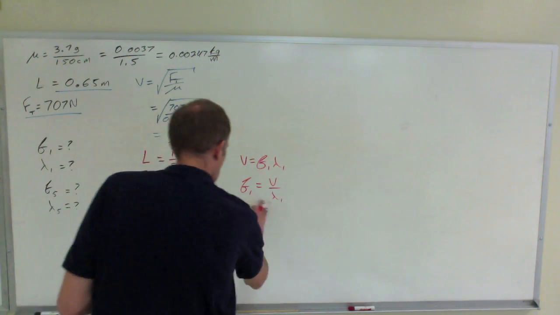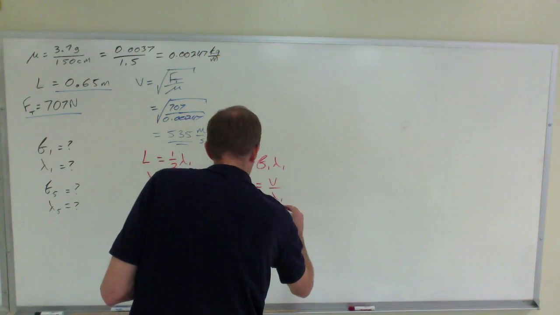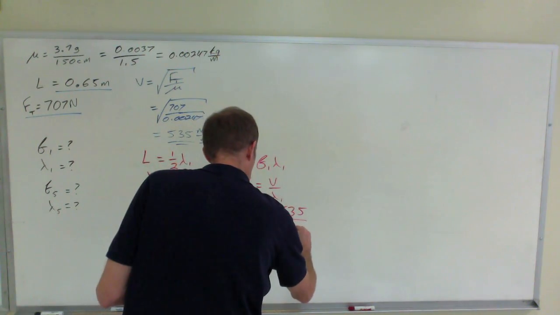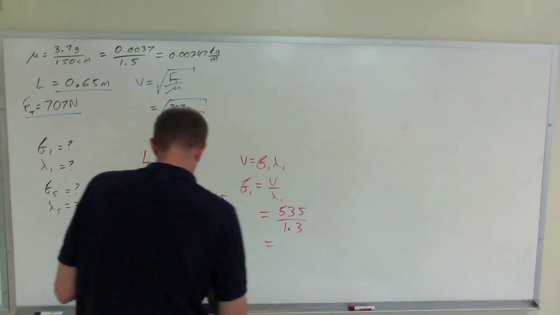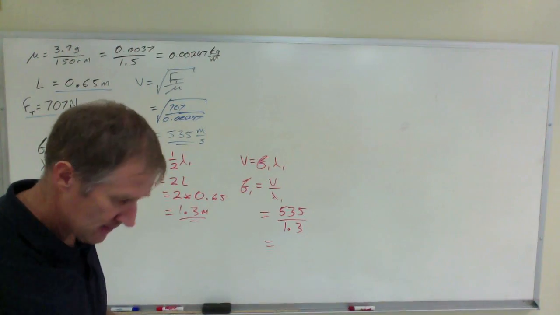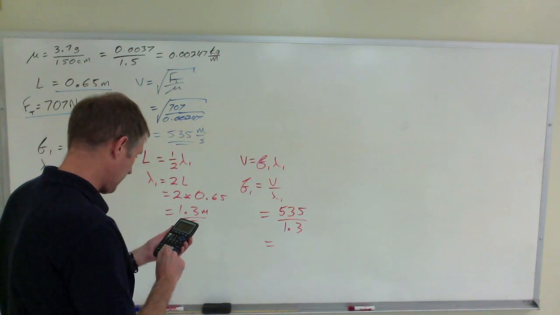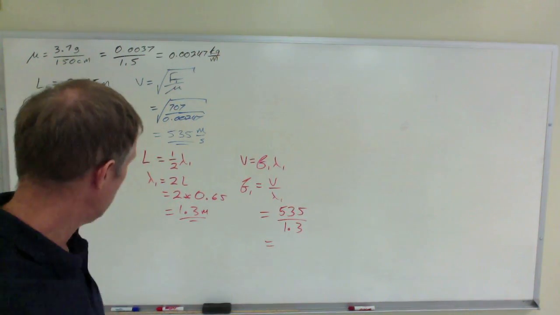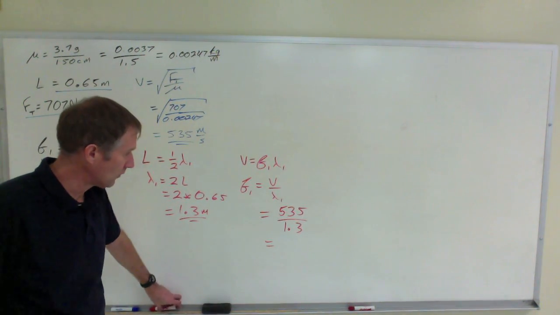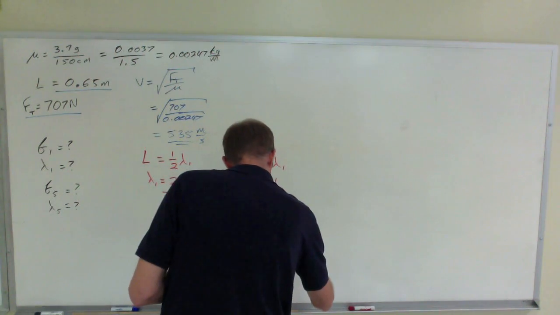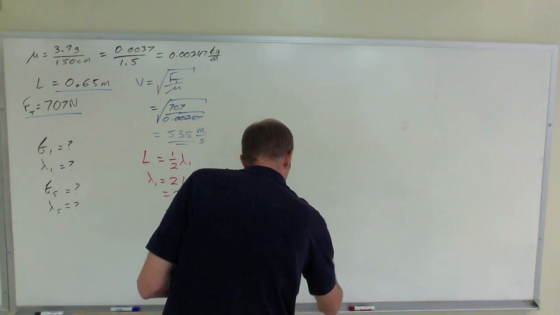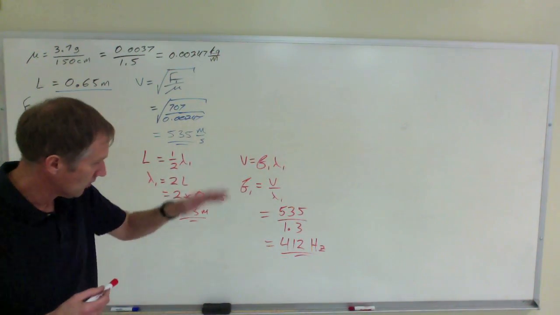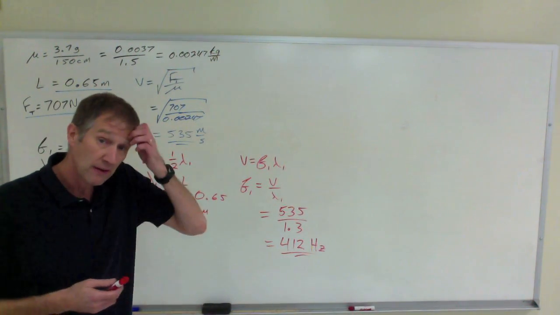So V is 535, all over 1.3. And 535 divided by 1.3 equals 412 hertz. Remember, we're dealing with frequencies. So that means for the fundamental, the string is oscillating up and down 412 times per second.